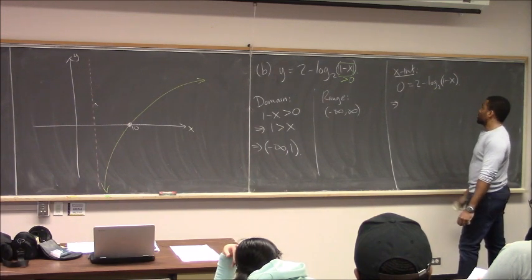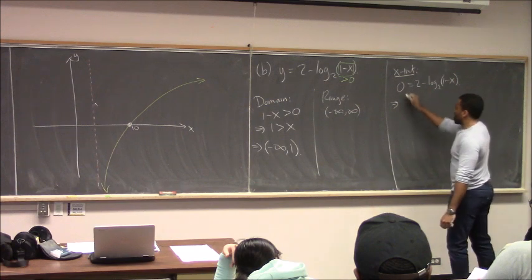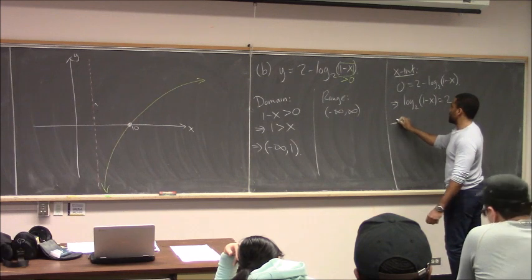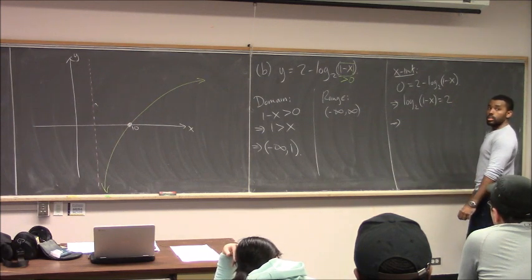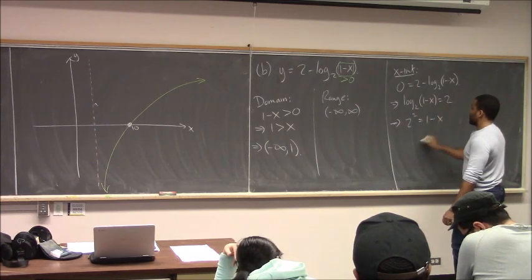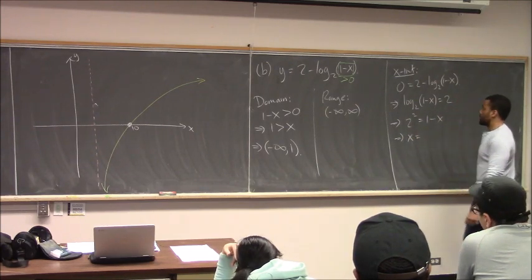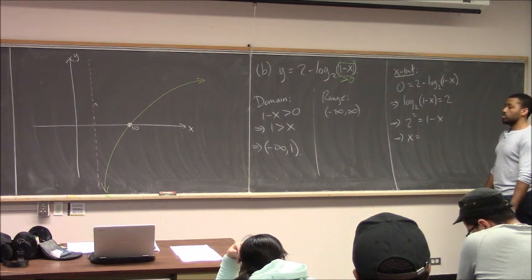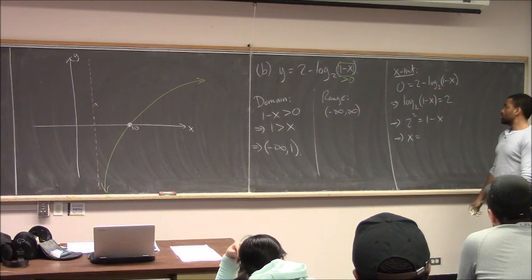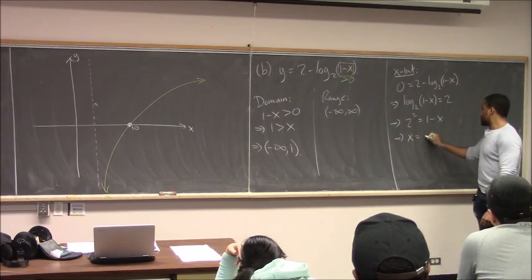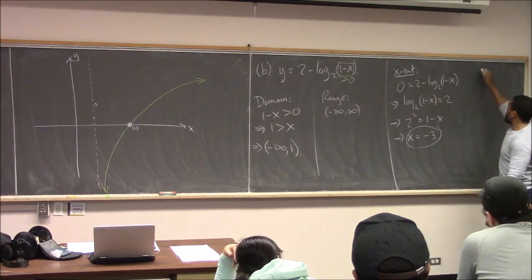Yeah, or move the log over. I think I'd prefer to do that. How do you solve that? 2 squared equals 1 minus x. So x equals? Well, you bring the x over here, you subtract that, so it's 1 minus 4. So it's minus 3. What about the y-intercept?